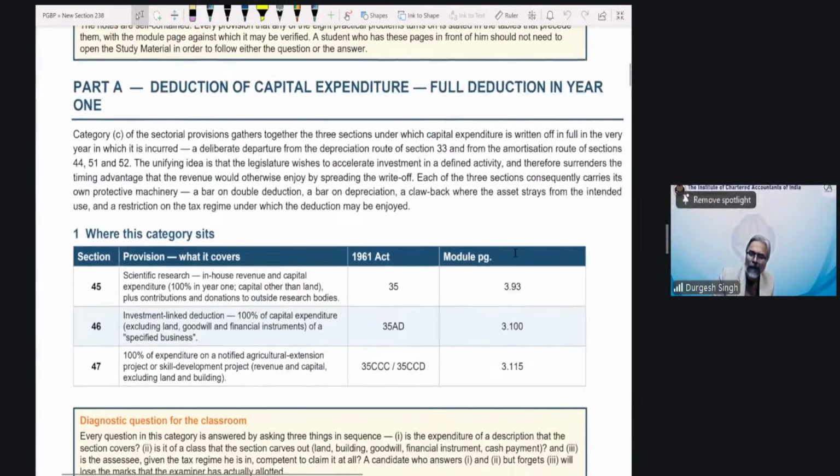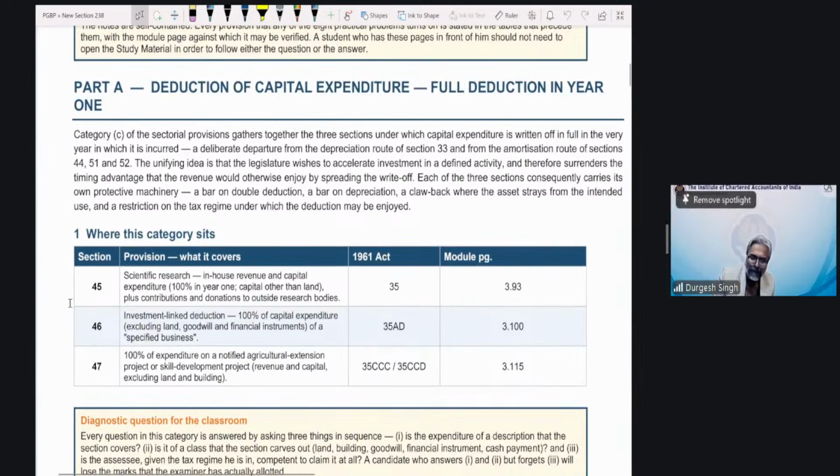Module page number I have already given to you. 46. Remember 35AD, investment linked deduction. Again, deduction of the capex that is allowed. In this case, again, module page number has been given, and then section 47, which corresponds to the old 35CCC and 35CCD. I will do, students, 45 and 46. 47 I'll give you as homework. It's a very simple one. You can take a note of the module page number 3.115.